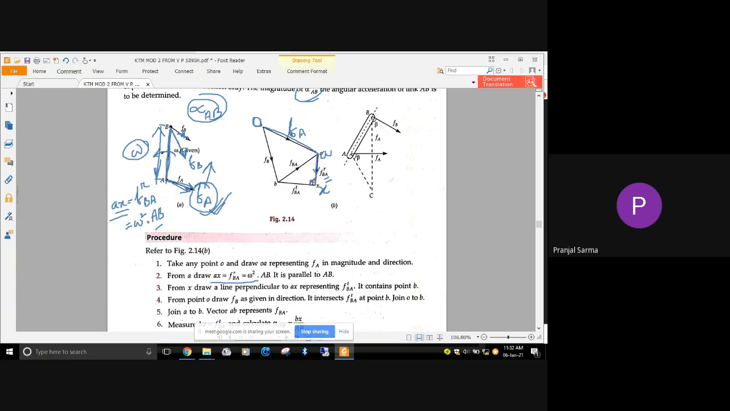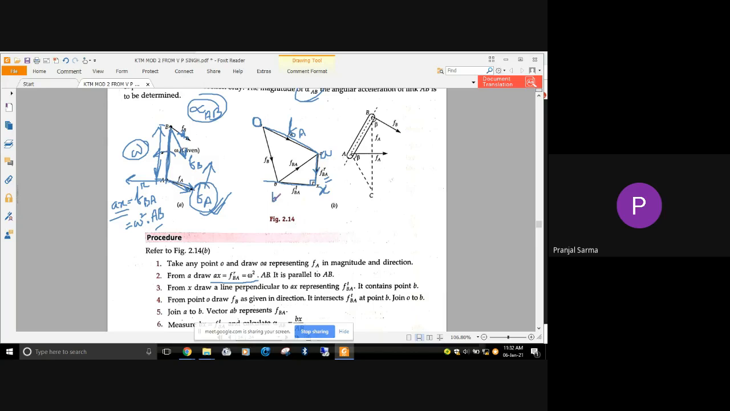So now from X, what will we draw? We are going to draw a line which is perpendicular to AX. Ultimately, it is perpendicular to the link itself. So that is the tangential direction that we have already discussed. The tangential component direction is perpendicular to the link. The radial component direction is along the link. So now from here we'll draw like this.